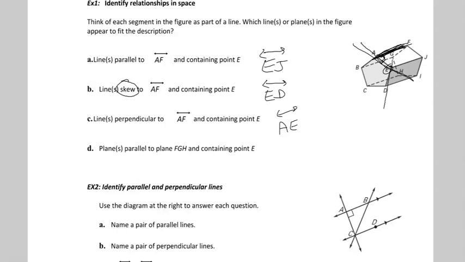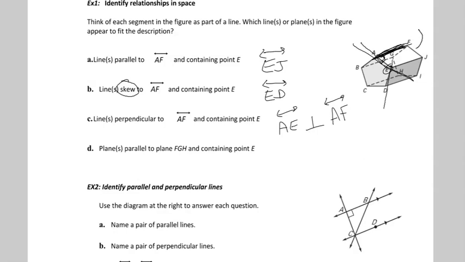Now, I want to show you the symbol for perpendicular. Perpendicular just means intersecting at 90 degrees. So if I wanted to say this one was perpendicular to that, this is your symbol for perpendicular. Once again, perpendicular just means intersecting at 90 degrees. That's the symbol. Next one, plane that is parallel to FGH.